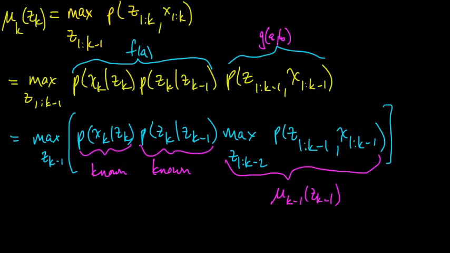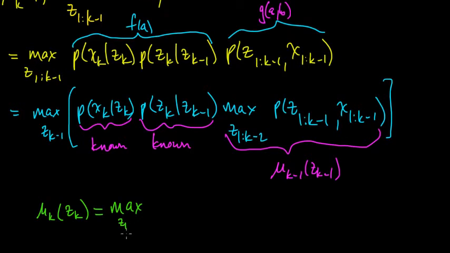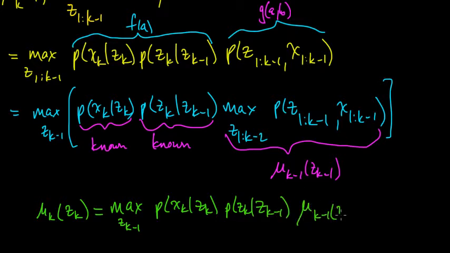So let's write down what we got. So we got mu_k(z_k) equals the max over z_{k-1} of the probability of x_k given z_k, times the probability of z_k given z_{k-1}, the transition probability, times mu_{k-1}(z_{k-1}).